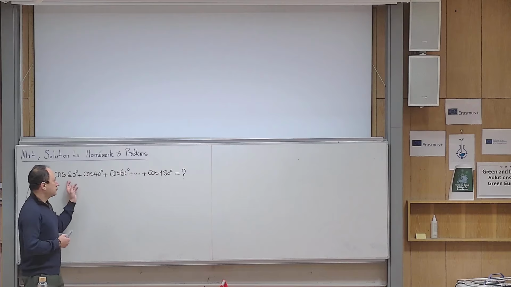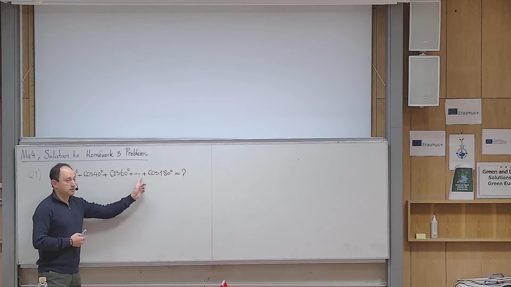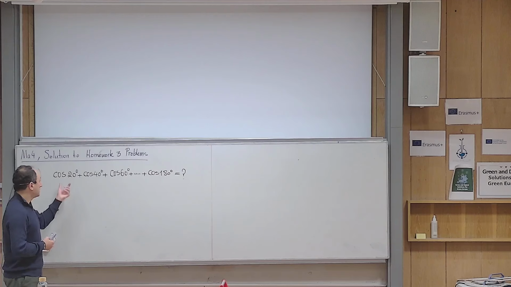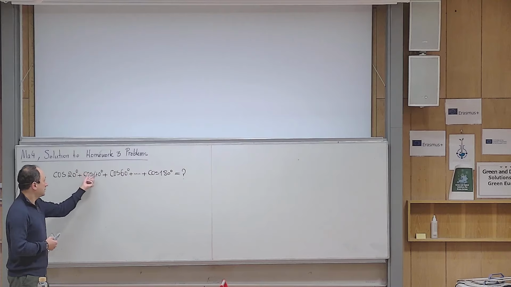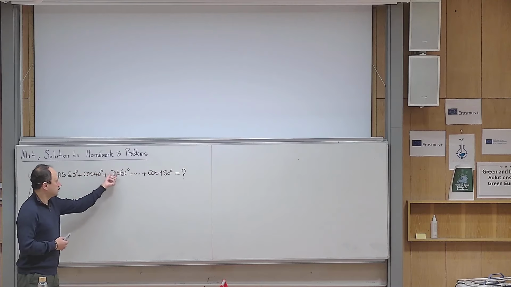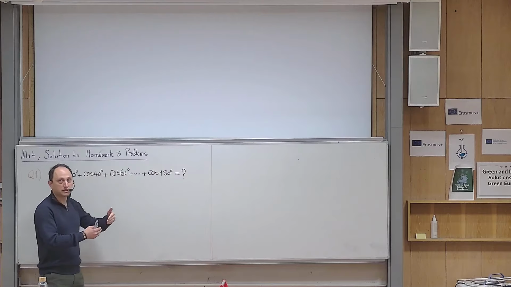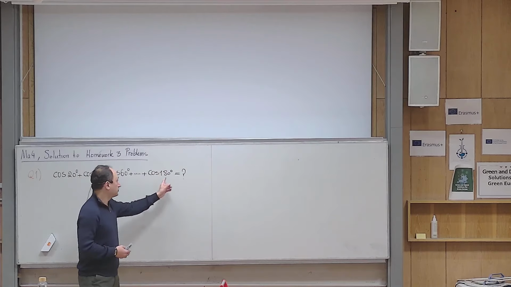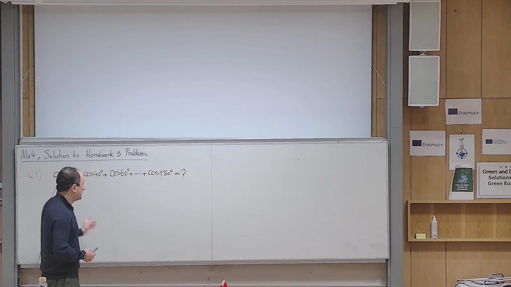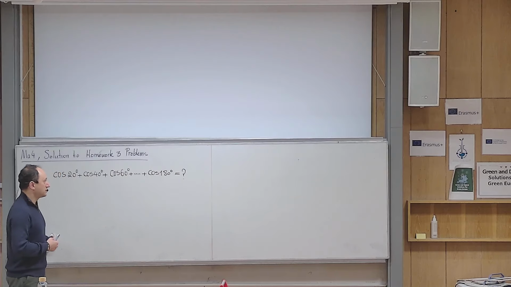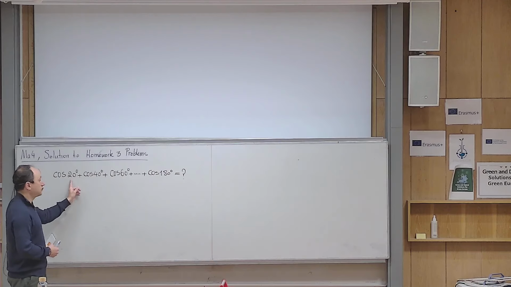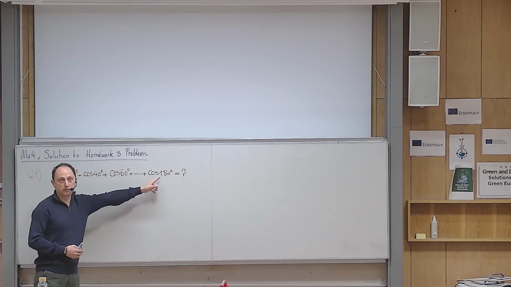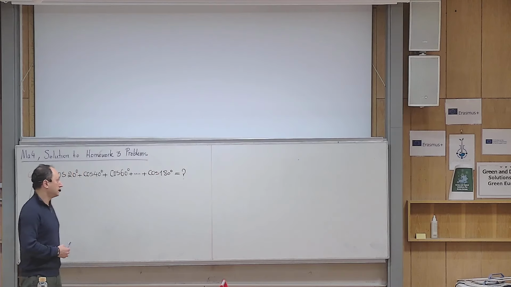First of all, I want you to understand that these dots make sense. Why? Because it shows that I have cosine 20 degrees, I add 20 degrees, I get 40 degrees, then I add 20 degrees, I get 60 degrees. Then it becomes clear that every time I add 20 degrees, eventually I will reach 180 degrees. So this is just to understand the problem. If you go 20 degrees at a time, starting from 20 degrees, eventually we will arrive at 180 degrees.